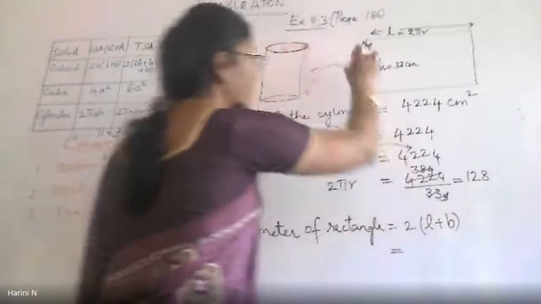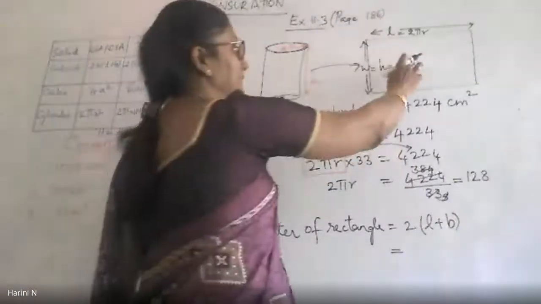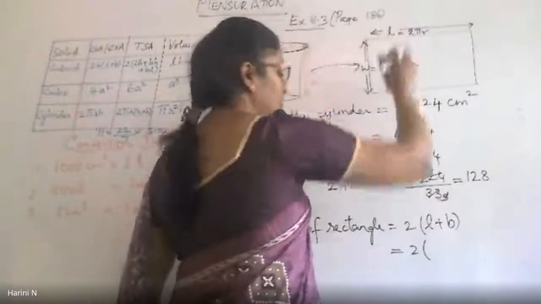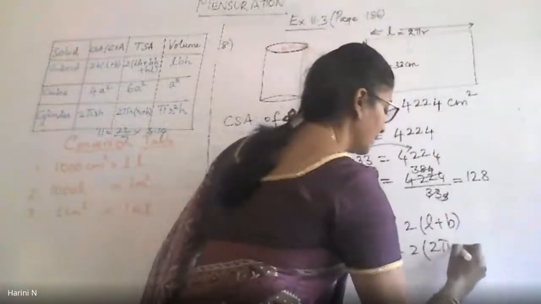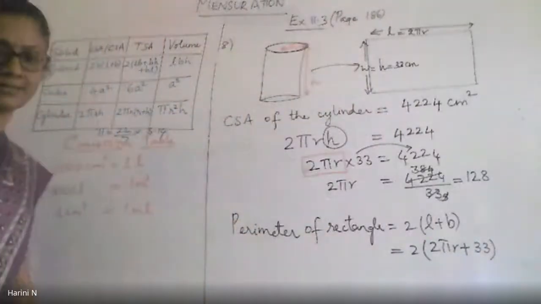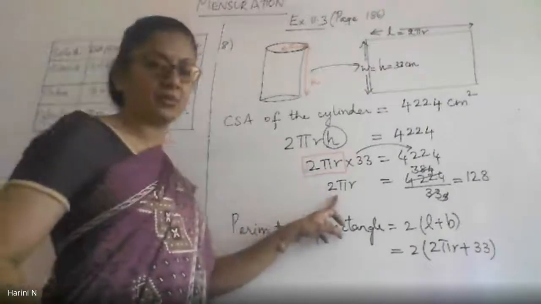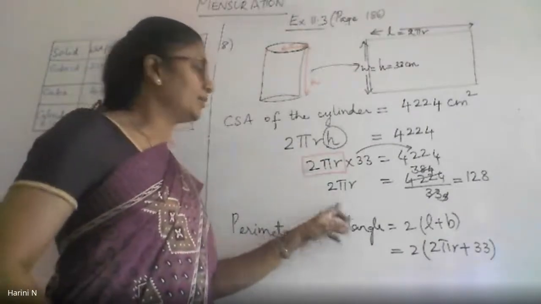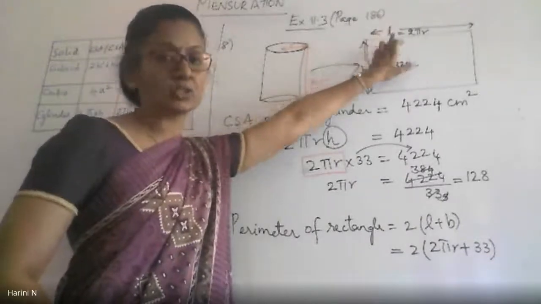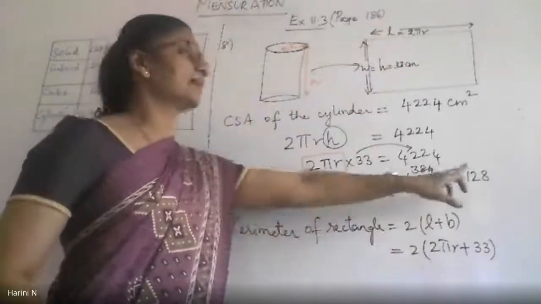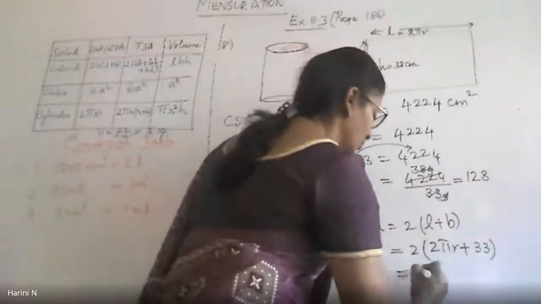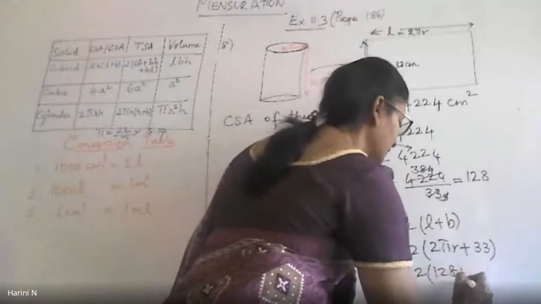So are the L and B known to me? B is nothing but 33, correct? So I will write, what is your L? L is your 2 pi r, correct? 2 pi r plus 33. Now you understand why I did not go and find out what is r here. I want 2 pi r to be substituted in the place of L because I know my L is 2 pi r. So I got my 2 pi r as 128. So in the place of 2 pi r, substitute 128 now. So 2 times 128 plus 33.